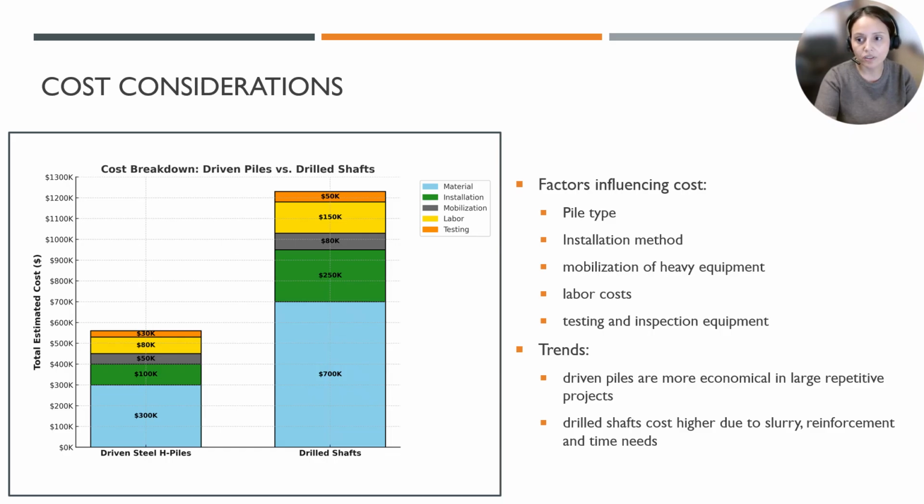For drilled shafts on the right, the costs are much higher across the board, especially material and installation, which make up the largest share. That's because drilled shafts require more concrete, reinforcement cages, and slower, more equipment-intensive installation. Mobilization, labor, and testing also add up, but the big takeaway is clear. Drilled shafts can easily cost more than twice as much as driven piles, mainly because of the material volume and installation time.